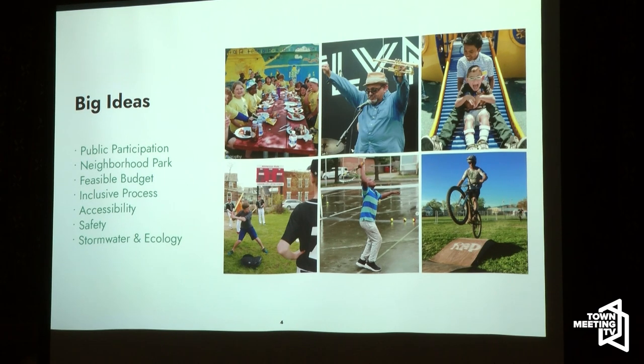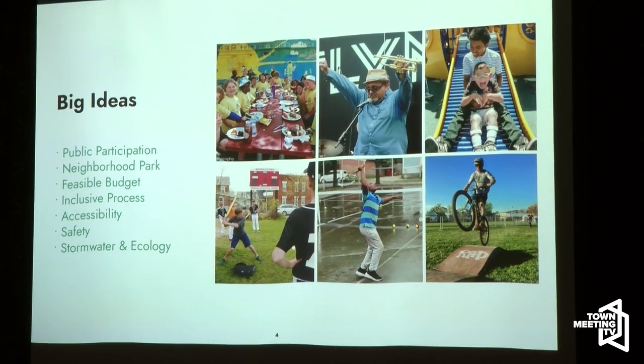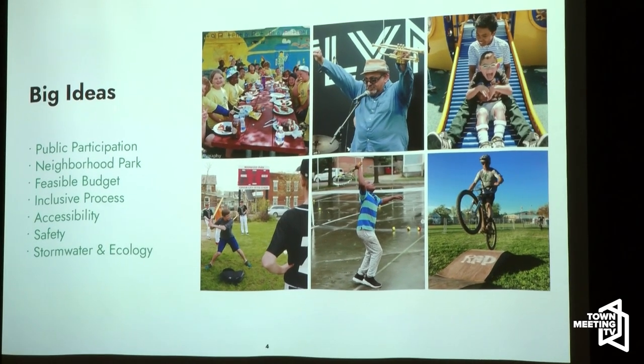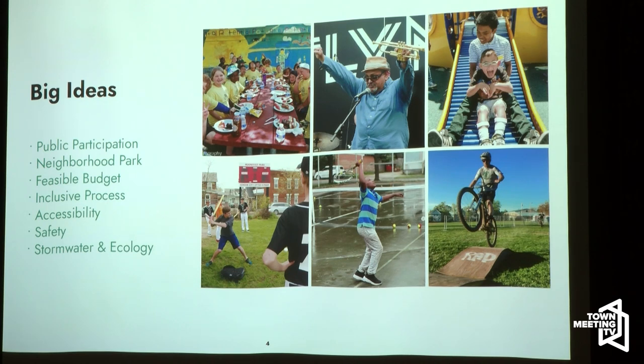So from the outset, the city had some real big ideas that were important to drive this project. The first was that we were going to do what we're doing tonight, which is include a lot of public participation and hear from residents. We acknowledge that it's a neighborhood park. It's a resource for the community around the park, first and foremost. That the budget for improvements has to be realistic and feasible. We're not here to propose water slides or Ferris wheels that can't be built, but real feasible improvements. Also that the process would be inclusive, so we'll talk more about how we've offered surveys in lots of different languages and interpretation services.